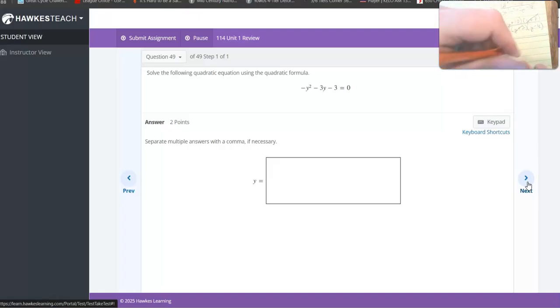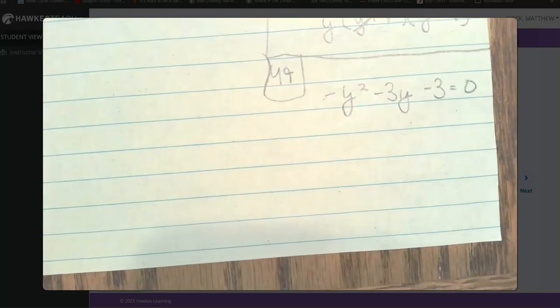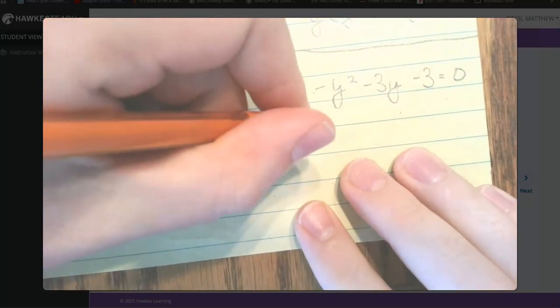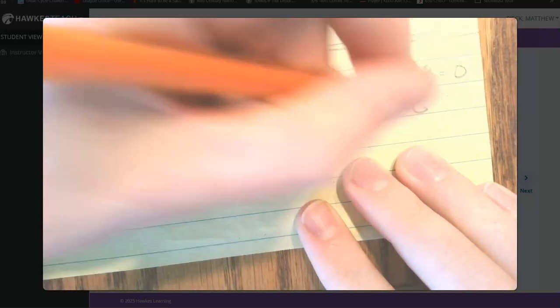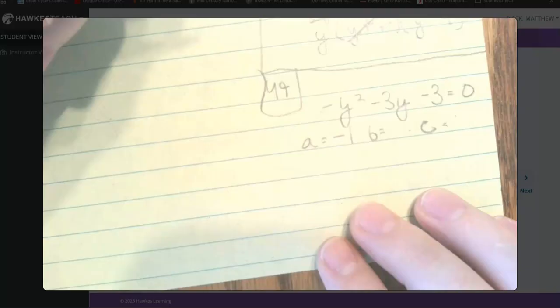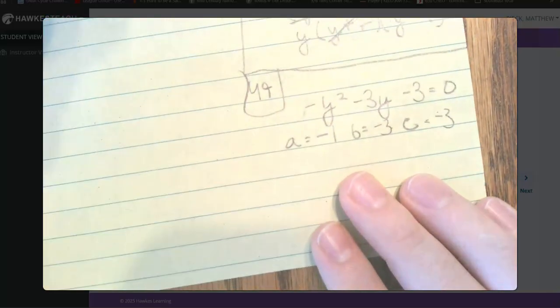Last one here. We got negative y squared minus 3y minus 3 equals 0. Looking at this, I don't think there's any way that we can factor this. So again, we can use the quadratic formula, so we just need our ABCs. A is whatever your leading coefficient is, so that's negative 1. B is your middle coefficient, so negative 3. And C is your constant term, so negative 3 again here.